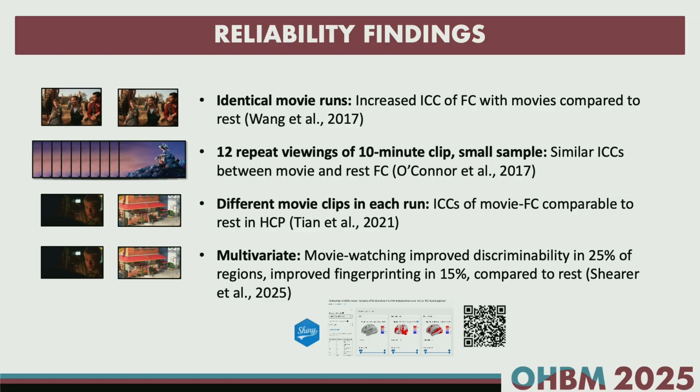And if you are interested in which regions those were that were improved with movies compared to rest, we have this web app that you can find at the QR code where you can scroll through all those regions and see which ones improved.